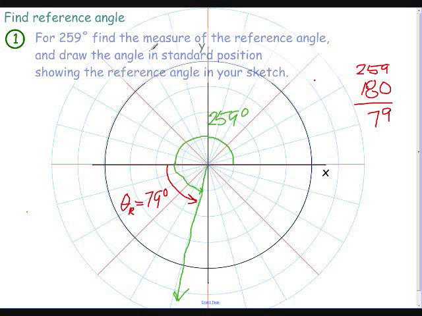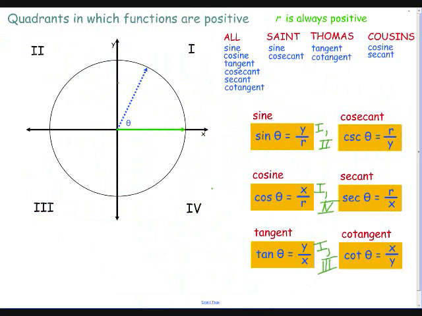Oh, you notice reference angles are not paying any attention at all to what quadrant they are in. That's where you have to pay a lot of attention to all St. Thomas cousins, to know that if your angle is over here, to know which of your trig functions are going to be positive. All the others are going to be negative.